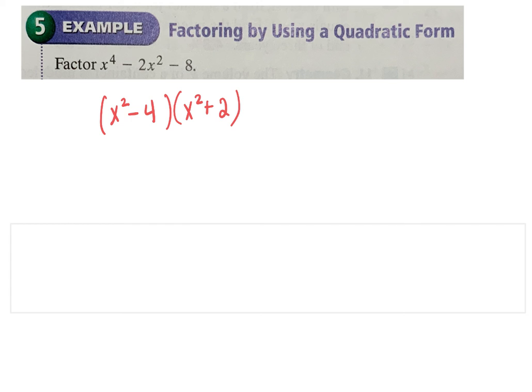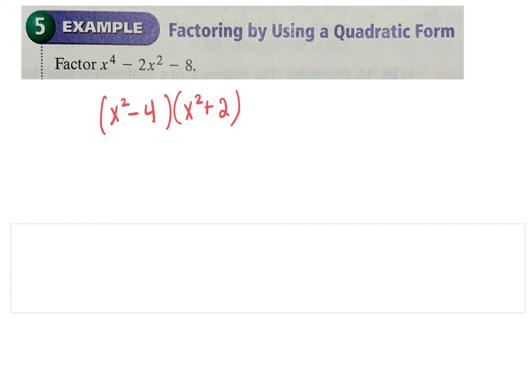Because when I FOIL this, x squared times x squared is x to the 4th. X squared times 2 is 2x squared. Negative 4 times x squared is negative 4x squared. That's how I get my negative 2x squared in the center. And negative 4 times positive 2 is negative 8. So I'm just literally factoring.